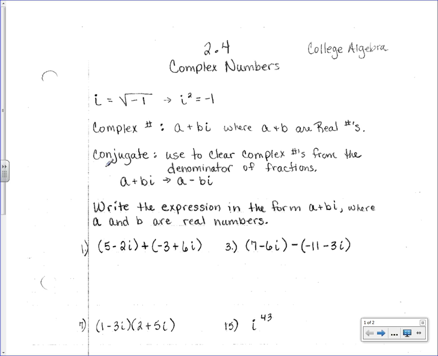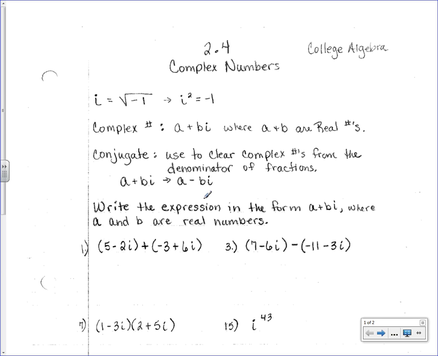Okay? Conjugate, we've already done conjugate with rationalizing the denominator when we had like 1 plus the square root of 2. We multiplied by 1 minus the square root of 2, right? That way the square roots disappeared. So same concept here. Conjugate is used to clear complex numbers from the denominator of fractions. So if I say a plus bi, 2 plus 4i, you're going to say 2 minus 4i, a minus bi. And that's going to make the square root of -1s go away, just like we did with the square root of 7 or whatever, okay?